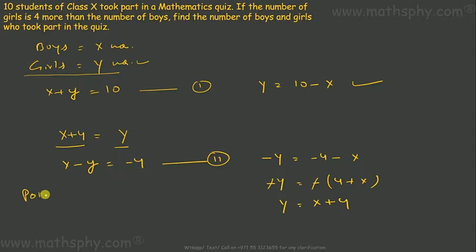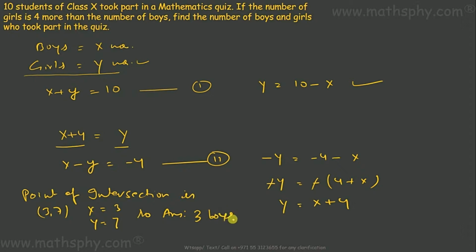I'll put it this way. Point of intersection is 3, 7. Means x is 3 and y is 7. So the answer is 3 boys and 7 girls. We have taken x for boys and y for girls. So 3 boys and 7 girls. That's the answer for this question, found out through graphical representation.